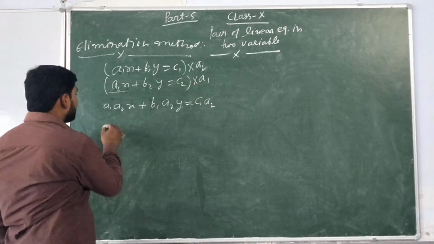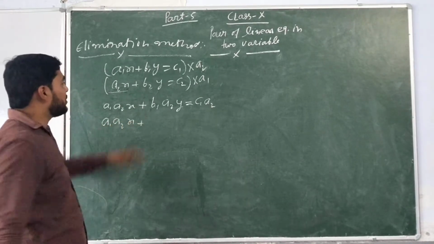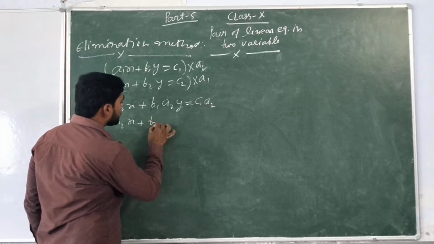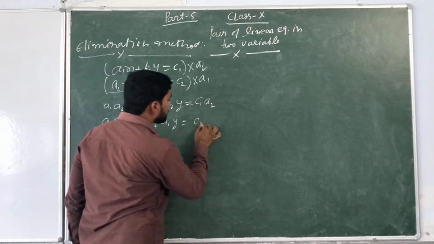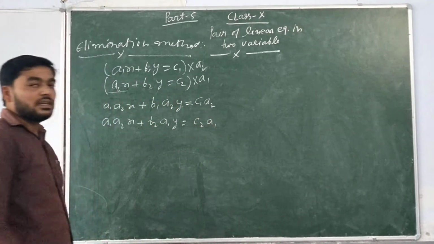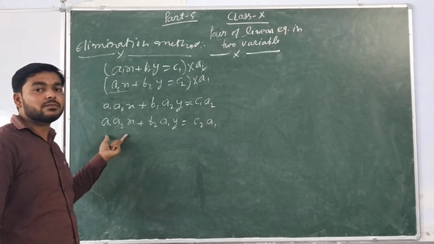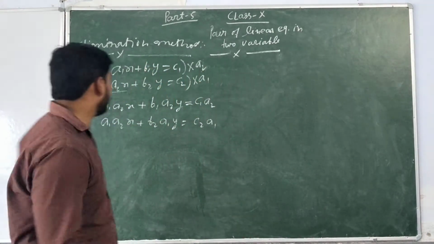Then you will get a1a2x plus b2 a1 y equal to c2 a1. Now here the coefficients of x are the same, a1a2 and a1a2. Then subtract one equation from the other.